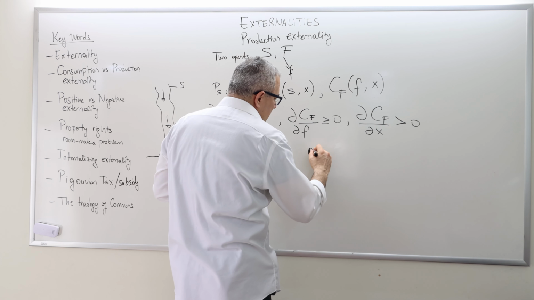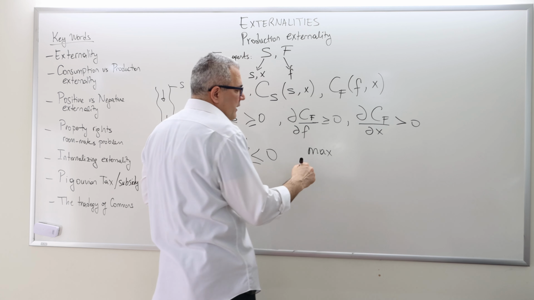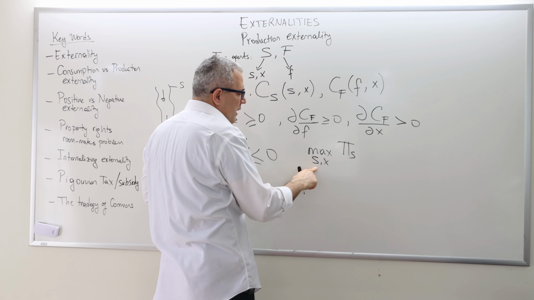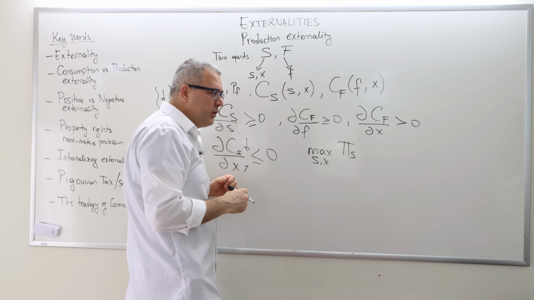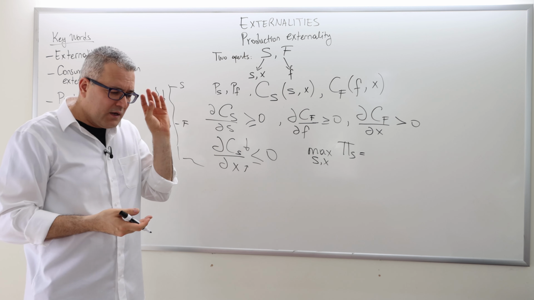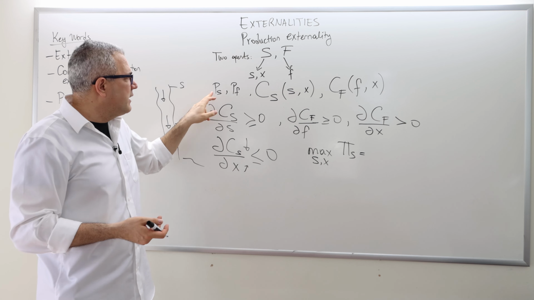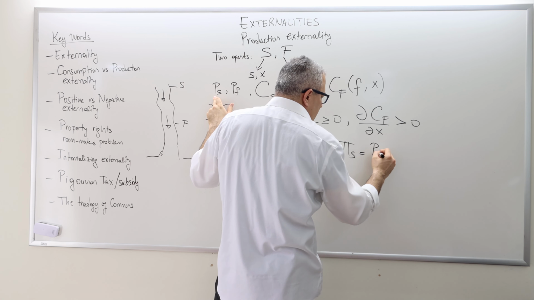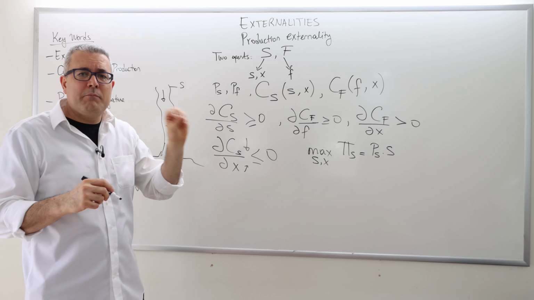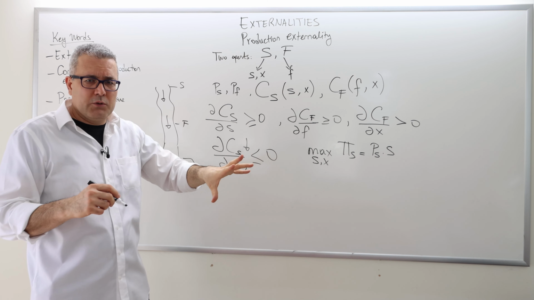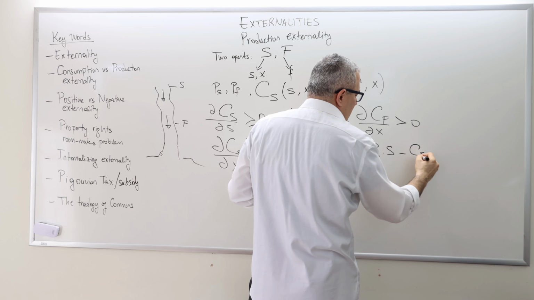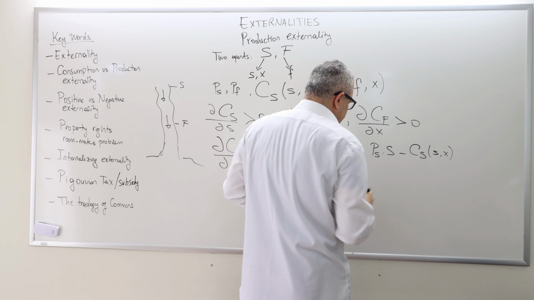Therefore, the optimization problem for the steel company is to maximize its own profit by choosing two things: the number of steels to produce and the amount of pollution to dump. What is the profit function? As usual, the profit is very simple: revenue minus cost. What is revenue? They take the price of steel as fixed, so P_S times S. That's the revenue. Remember, the steel company cannot make profit out of dumping pollution. Minus the cost of producing steel and pollution.